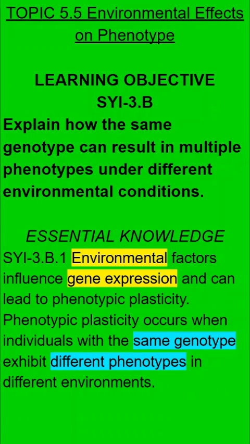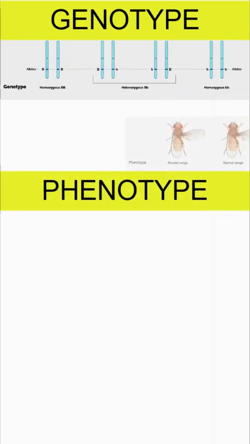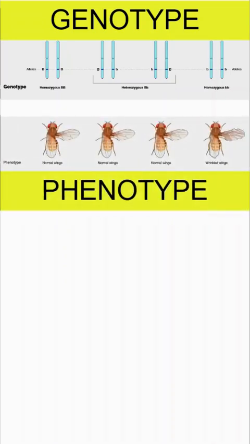The environment influences gene expression, so we can have the same genotype resulting in different phenotypes. When we think about genotype, again, we're thinking about the code or what shows up in the genes. Again, we're going homozygous, heterozygous, homozygous dominant, homozygous recessive. Then ultimately, the genotype is going to determine what the organism actually looks like from a phenotype perspective, whether they have normal wings or wrinkled wings.